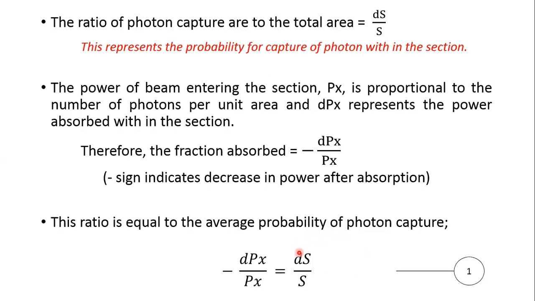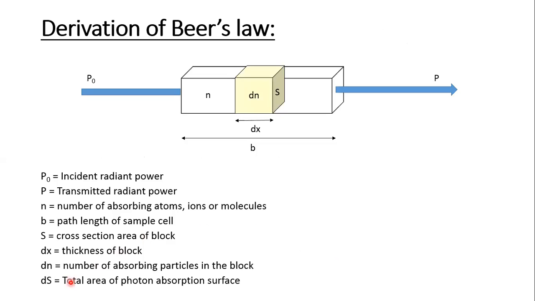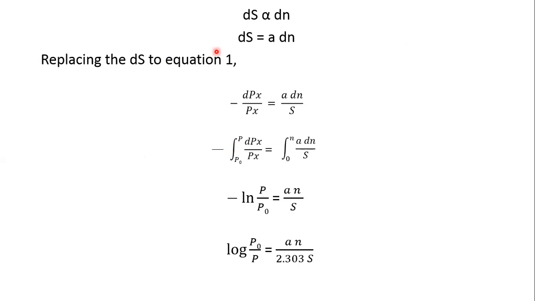Now this dS is, you can see, the total area of photon capture surface. If in this particular block the number of photons is high, then this area will also be high. So dS is actually proportional to dn. We can show this as dS is proportional to dn. When we remove the proportionality, we have to introduce a constant. So dS is equal to a into dn, where a is the proportionality constant in this case.